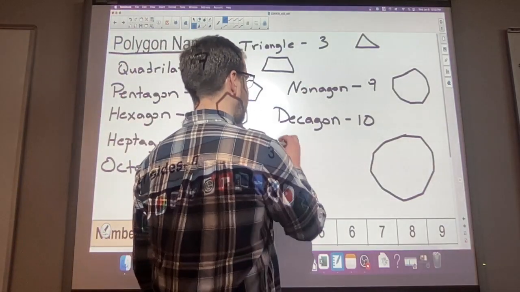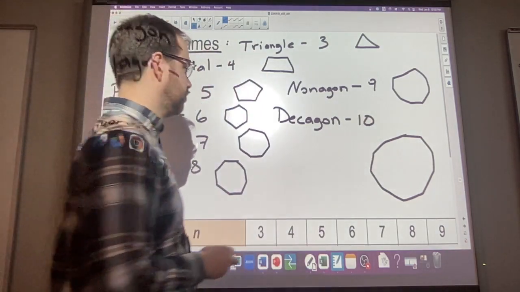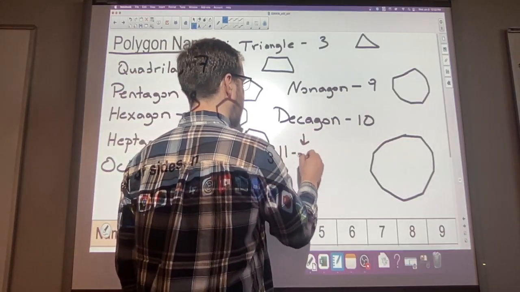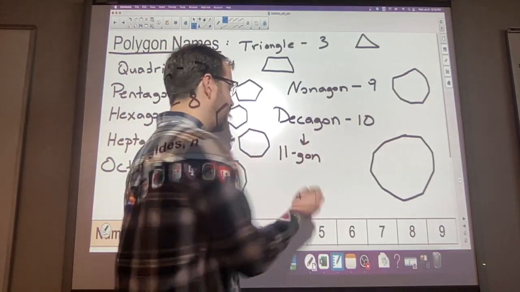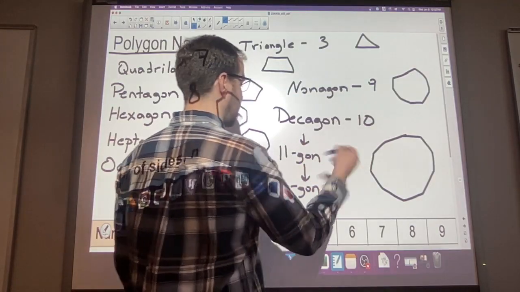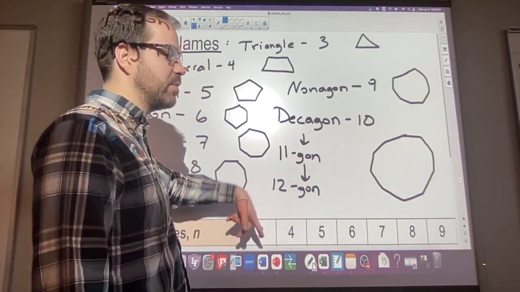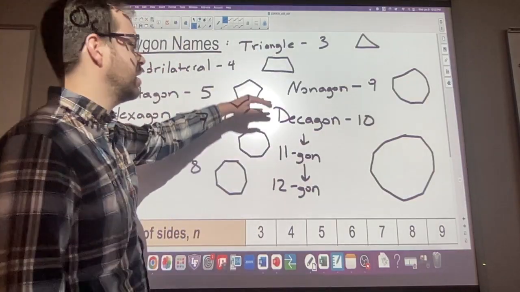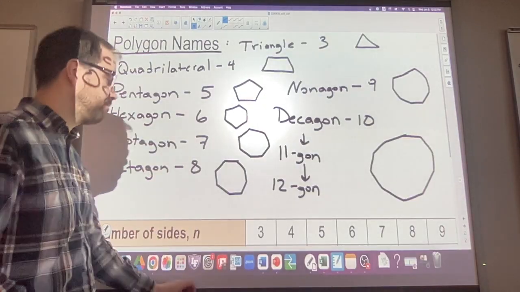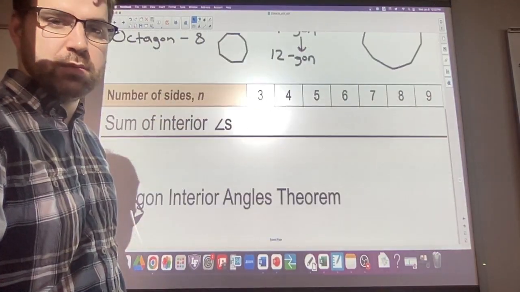All right, 10 sides. Now, anytime we have more than 10, we just use a number. So for the next one, we'd call it an 11-gon. That just means a shape with 11 sides, then a 12-gon, 12 sides, and so on. Okay? Now, there is a word for 12-gon, dodecagon, but just to keep it simple, anything above 10, we're just going to call a 11, 12, 13-gon, so on. Okay, so those are the names. Maybe you knew all those.